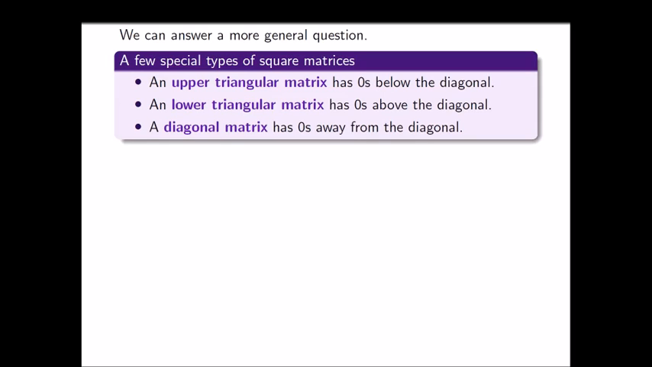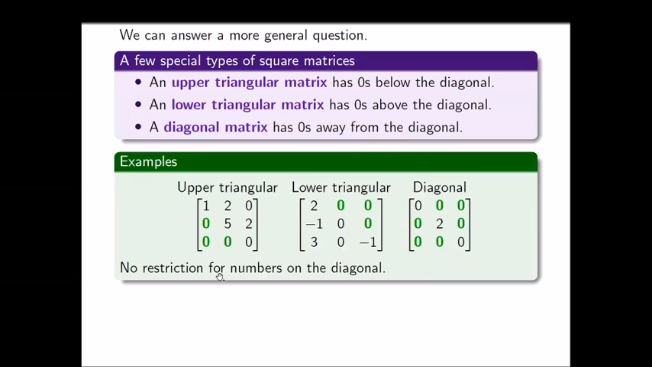So the first is called an upper triangular matrix, and this is the matrix that has zeros below the diagonal. Then you have the lower triangular matrix, and this has the property that every entry that is above the diagonal is zero. And then we have the diagonal matrix that has the property that every term that is not on the diagonal is zero. So these are some of the examples.